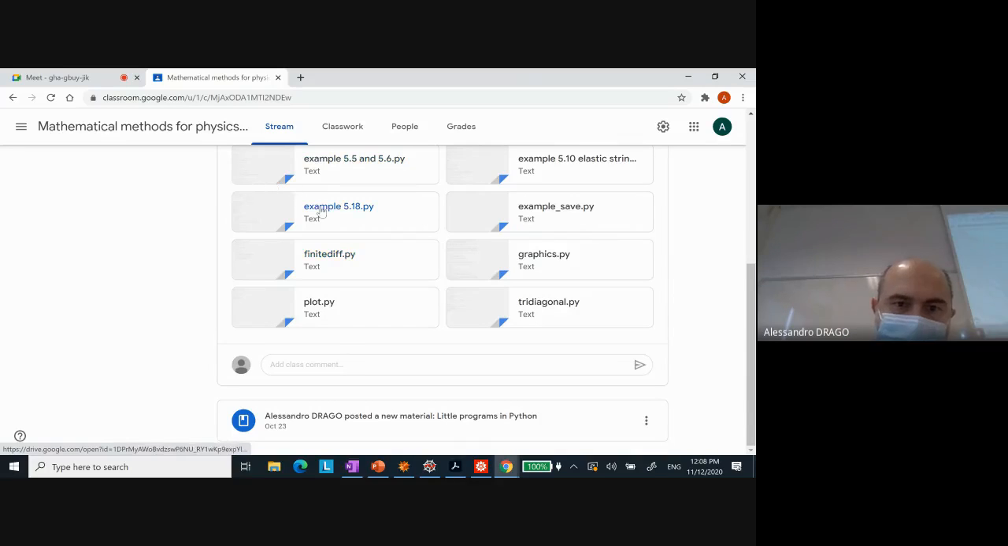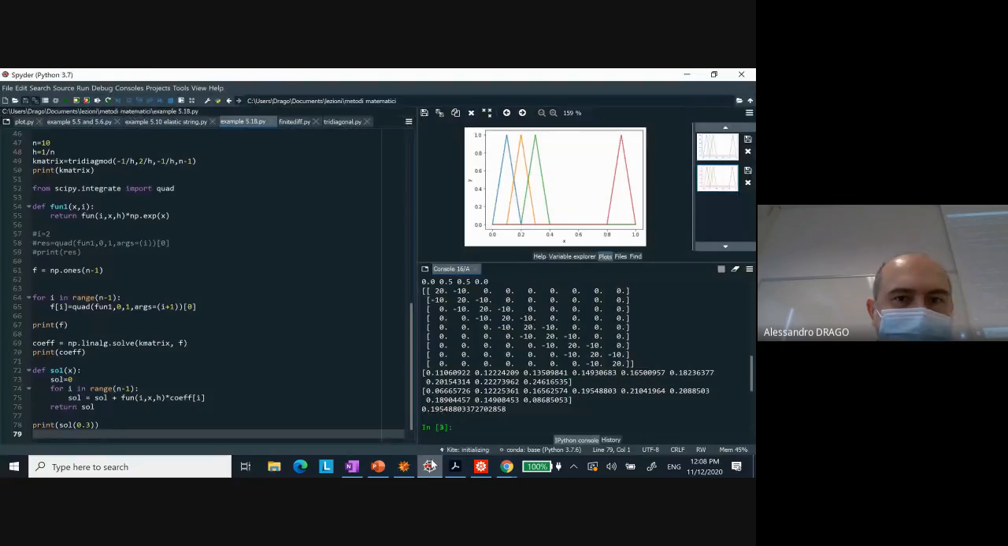Before, the example is this one. I have already all these things open because I was working on that this morning. So this is the example that I want to discuss. But before that, let me discuss some little preliminary things.